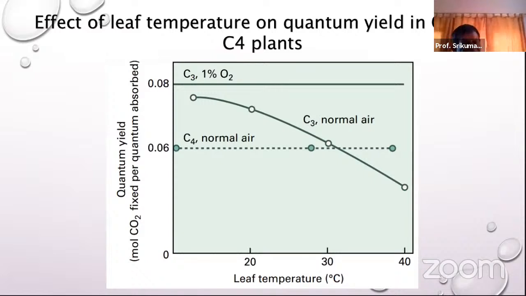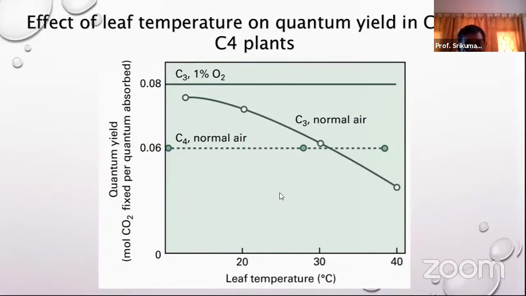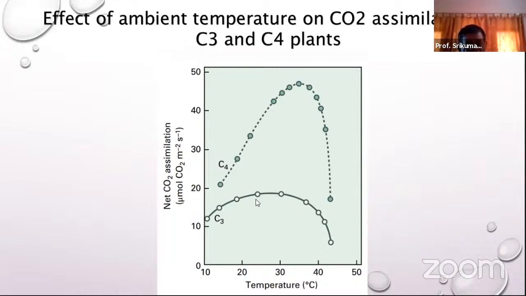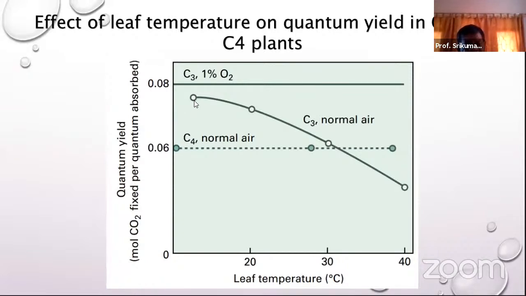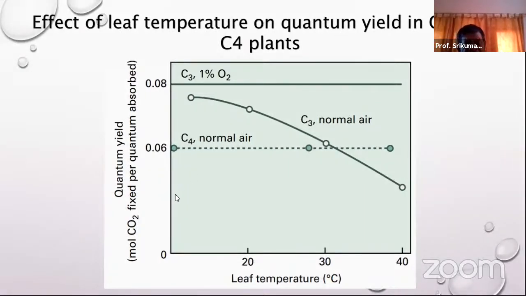This quantum yield is the net carbon dioxide fixed per quantum absorbed. So in case of C3 plants, with increasing temperature, this actually decreases. And it has been shown that the optimum temperature is nearly 25 to 30 degrees centigrade in C3 plants. So what is the reason? Because in C3 plants, both carboxylation and oxygenase activity occur, and the oxygenase activity ultimately leads to photorespiration. So with increasing temperature, the net carbon dioxide fixed per quantum absorbed decreases.